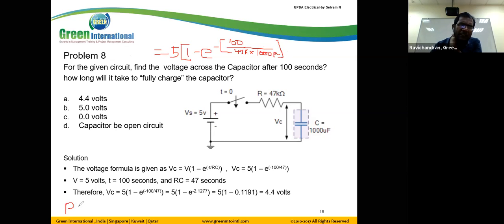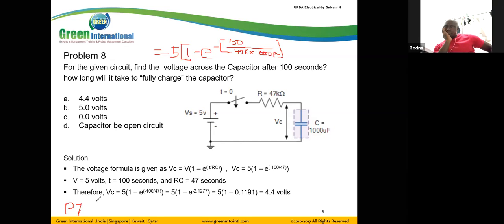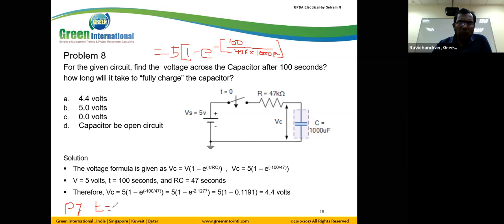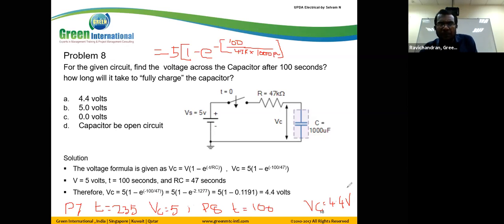In problem 7, t is equal to 235 seconds, and the capacitor voltage VC is equal to 5. In problem 8, t is equal to 100 seconds, and VC is equal to 4.44. So from problem number 8, at t equal to 100 seconds, the capacitor charging voltage is 4.44 volts.